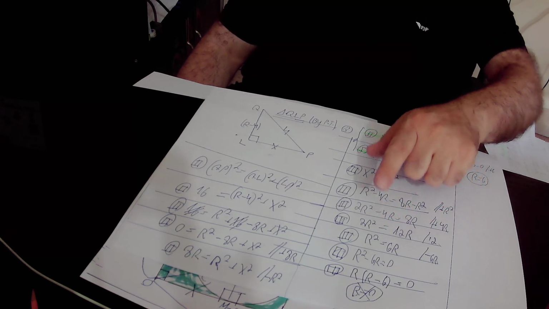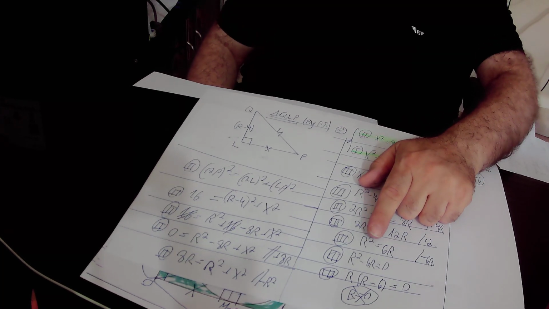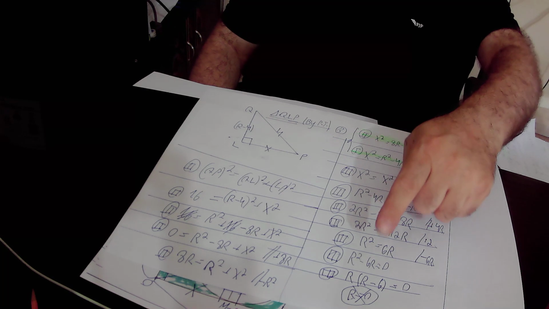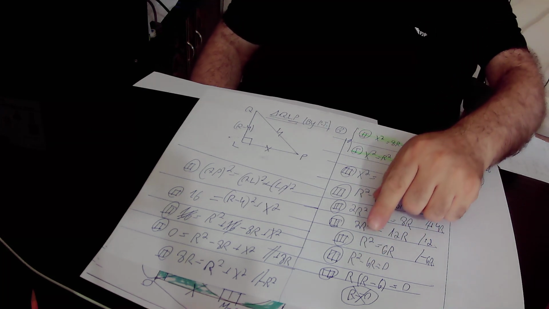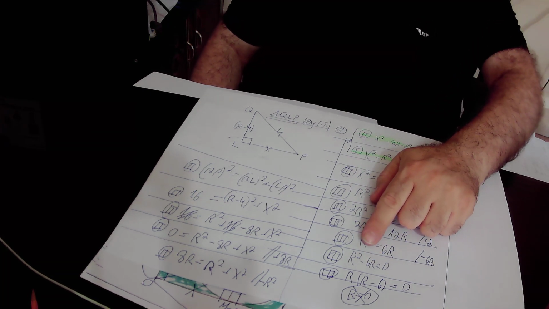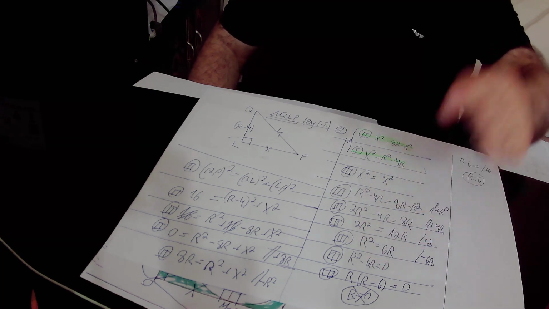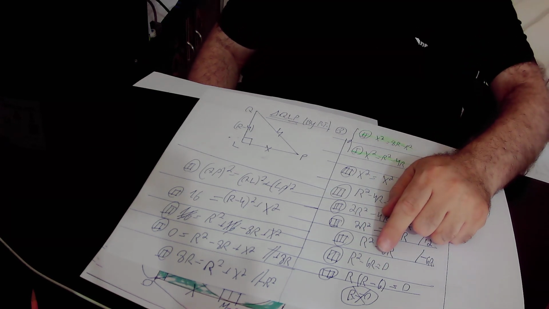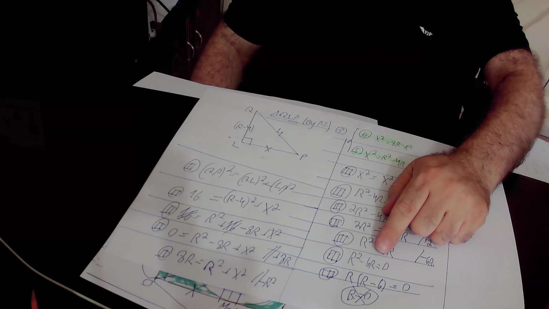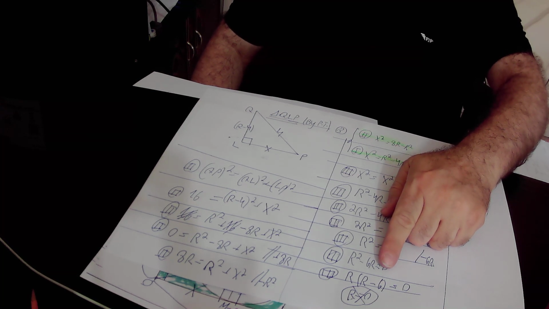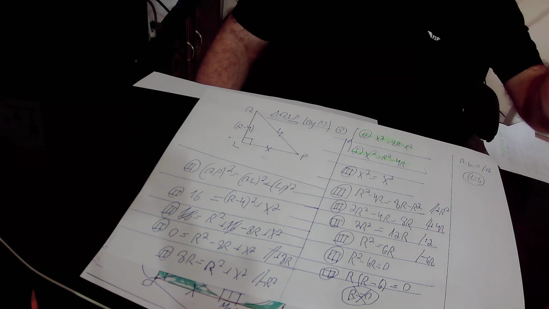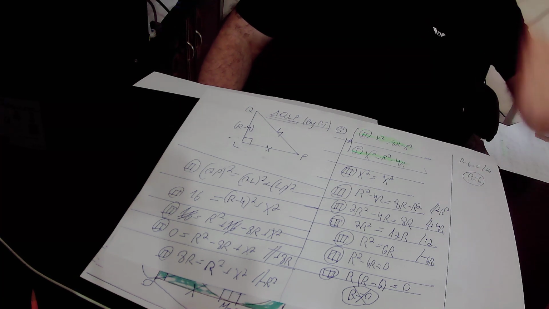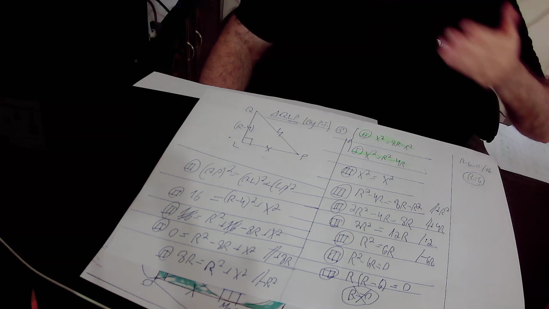Here we took R as a common factor out of those two expressions. So R is a common factor. What is left from R square after we took from it R as a common factor? It is actually R. And what is left from minus 6R after we took from it R as a common factor? It is actually minus 6. So in conclusion, we found out that according to equation number 3, R times R minus 6 equals 0.